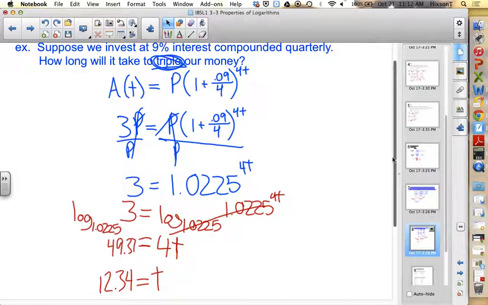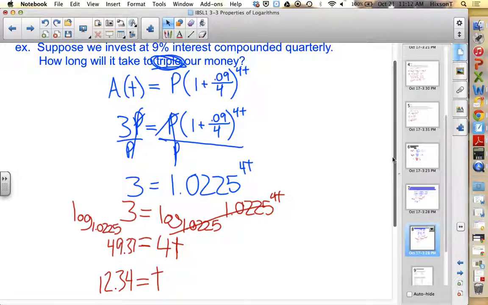All right. May I ask you a question? When we rounded, should we put 13 years or 12.5 years? Because it is compounded quarterly, so we will get this amount at 12.5 years. You'd have to look at the problem. If this just said how long, you could just leave it as 12.34.